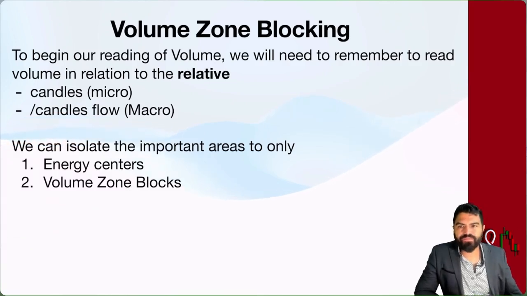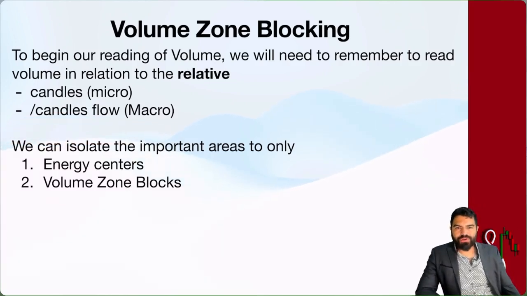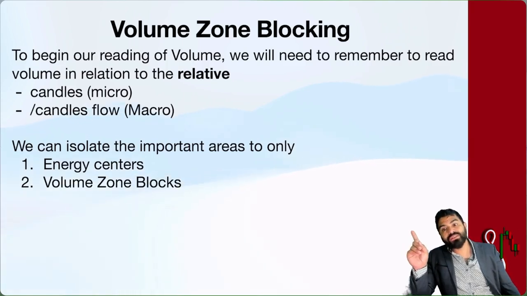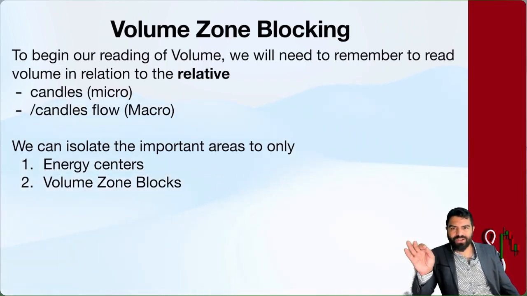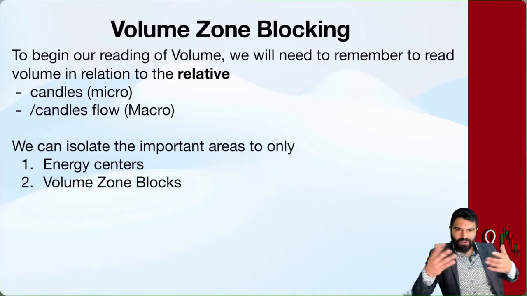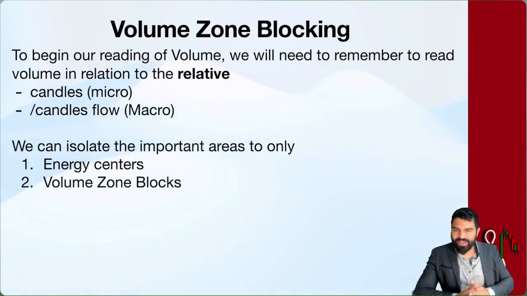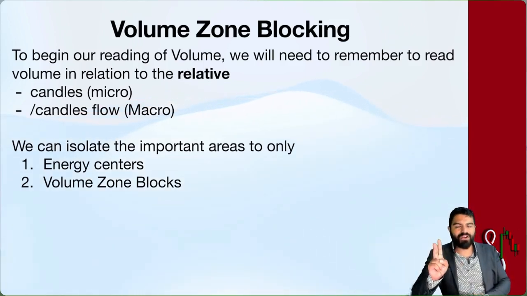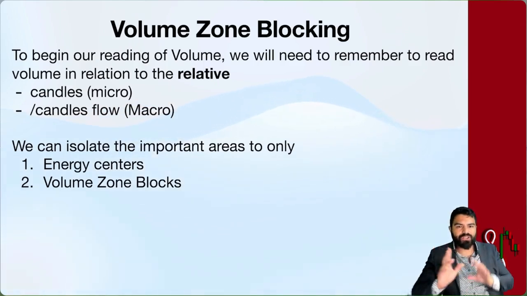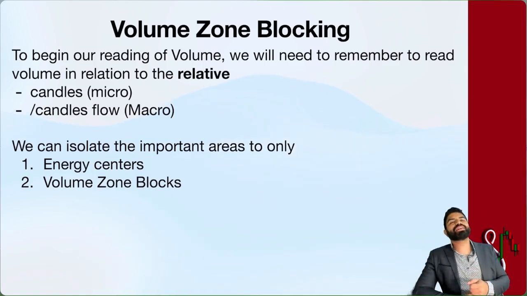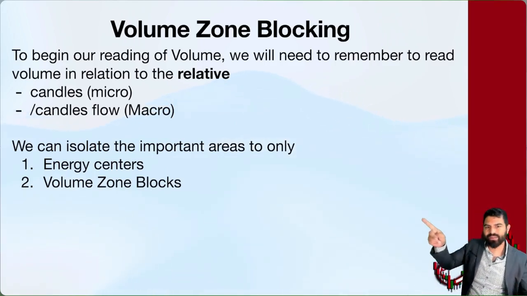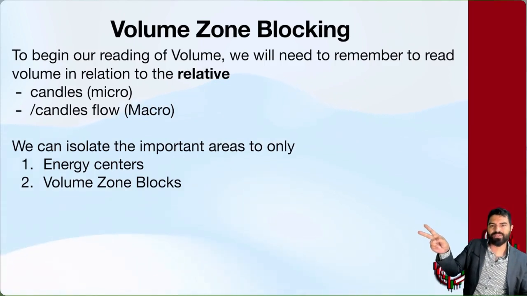Volume zone blocking. To begin our reading of volume, we will need to remember to read volume in relationship to the relative candle, which is micro, or candle flow, which is macro. And again, our primary focus is going to be the flow of those candles. So that's going to be the basics of VSA. We can isolate the important areas to only energy centers and volume zone blocks. So if we're reading VSA, how do we read VSA? It's simple. To begin, we're just going to be looking at energy centers and volume zone blocks.